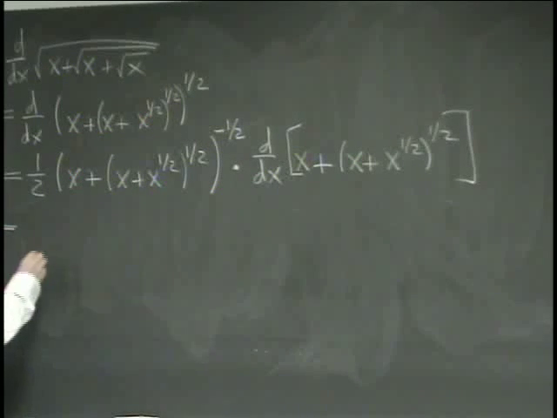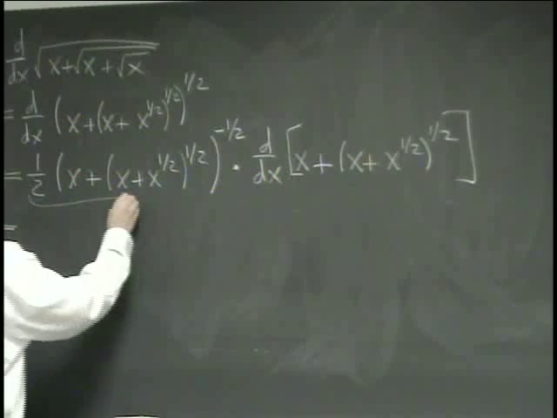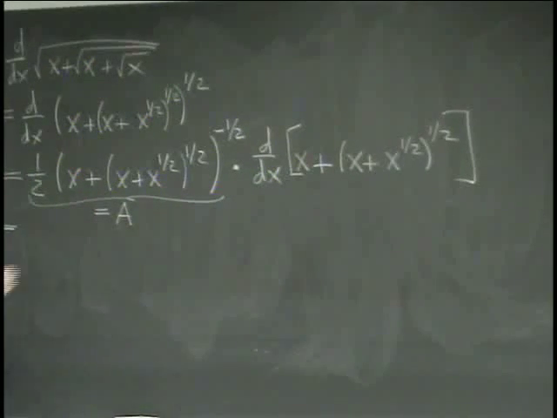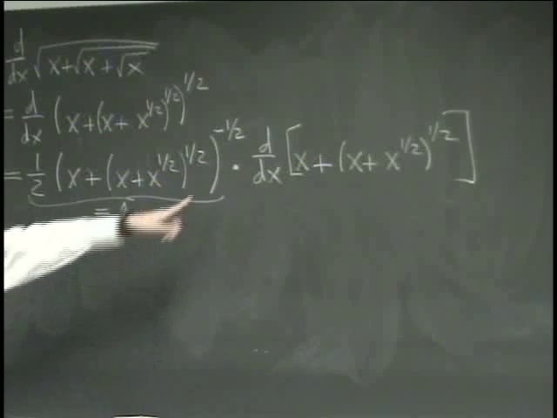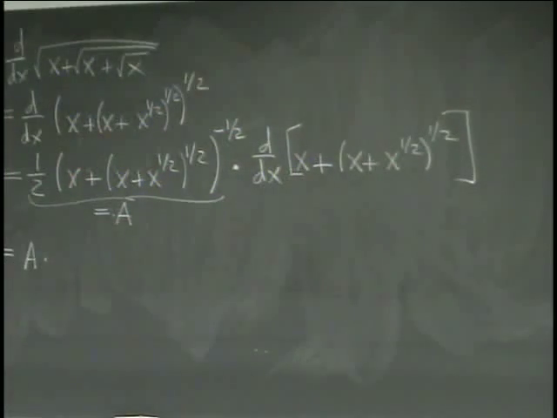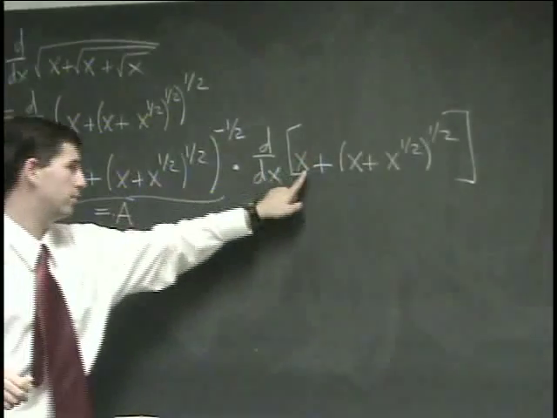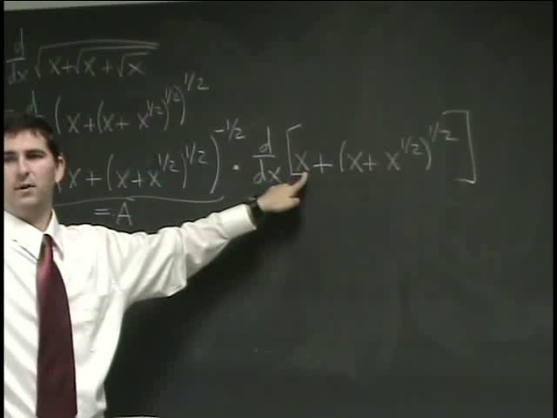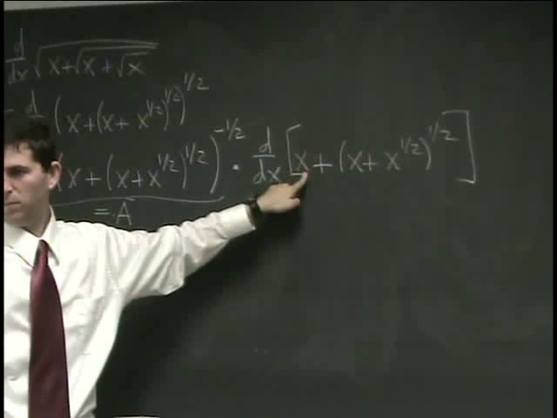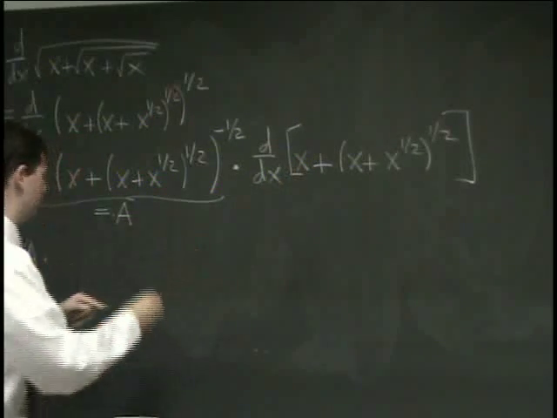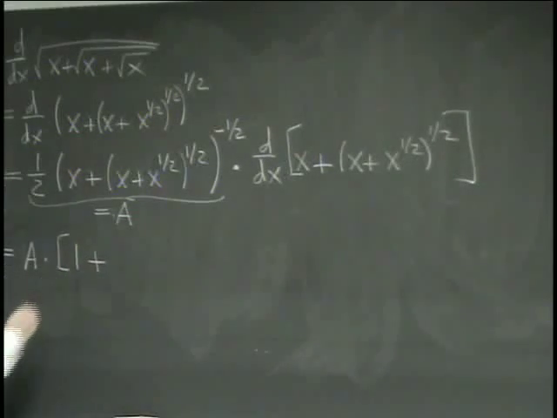Okay, fine. So let me just call this A, so I don't have to keep writing it. So this is A times the derivative of this sum of functions. The derivative of the sum is, of course, the sum of the derivatives. So first I do the derivative of x. That's easy. We all know this one. Yeah, 1, right? Okay, so that's fine. So we get 1 plus.